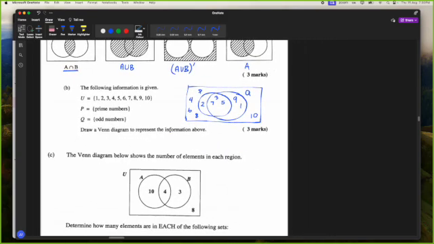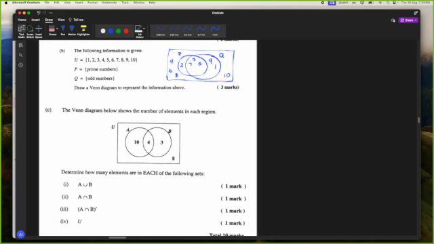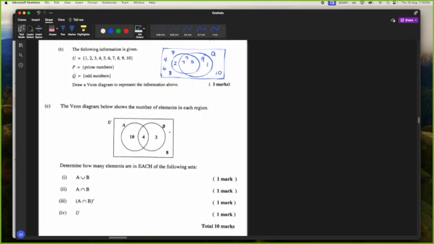The Venn diagram shows the number of elements in each region. So this Venn diagram here is a different thing. I see in here a Venn diagram. Determine how many elements are in each of the following sets. A intersect B. So A intersect B is this one here. So that will be 4.